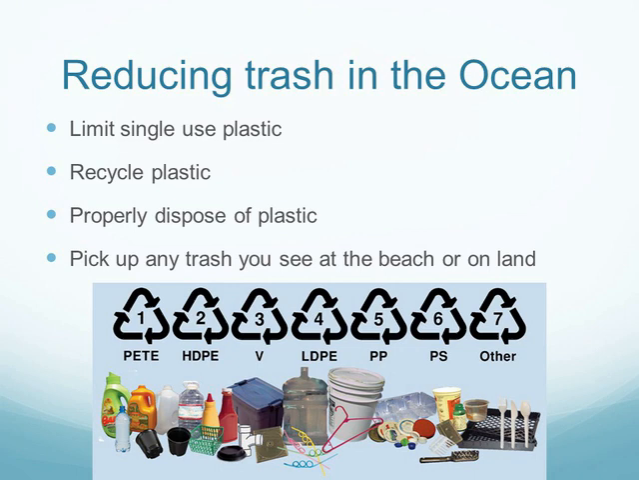Disposable utensils. Those salmon fillets that you get from Costco, they all come individually wrapped. Well, that's all single-use plastic. So if we try to limit the amount of that we use, hopefully that can reduce the amount of trash that gets into the ocean. If we recycle plastic, that's one way too.